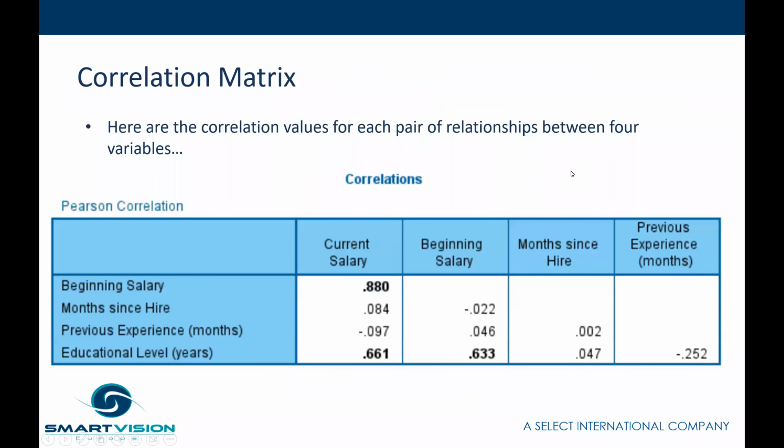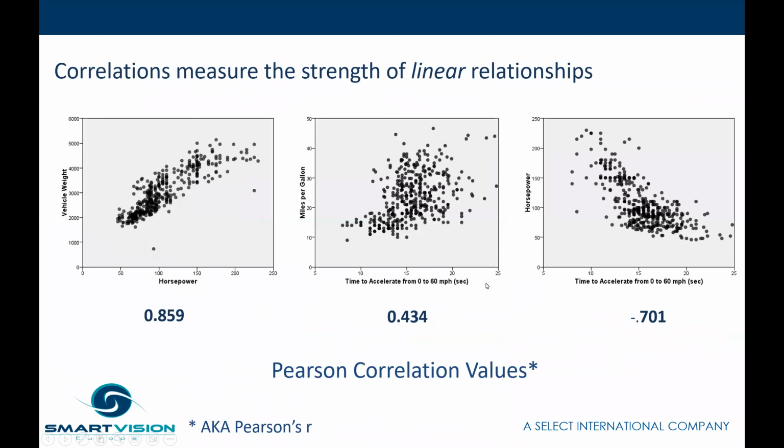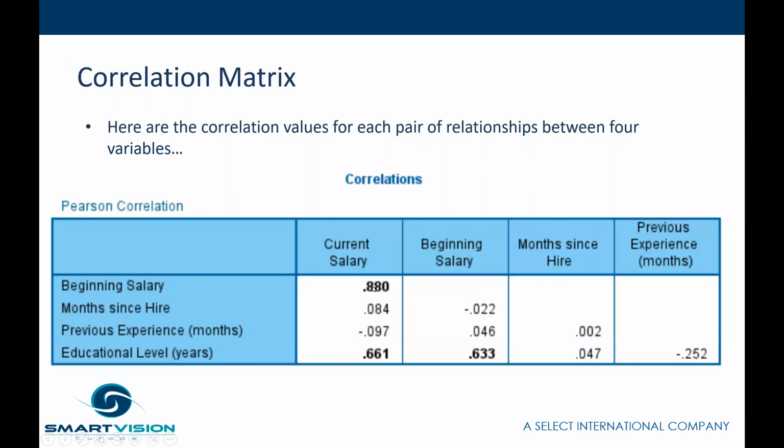Now, it turns out you can go off into SPSS and ask it to do correlations for you. Here we have beginning salary against months since hire against previous experience against education level. And I've highlighted the stronger correlations here. Look, beginning salary has a really strong correlation with current salary. This is the one we saw earlier on, this one here. This is 0.88, a really strong correlation.